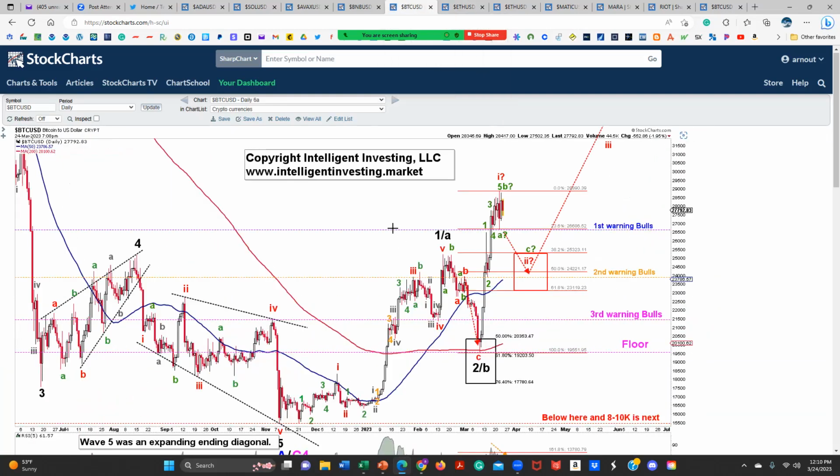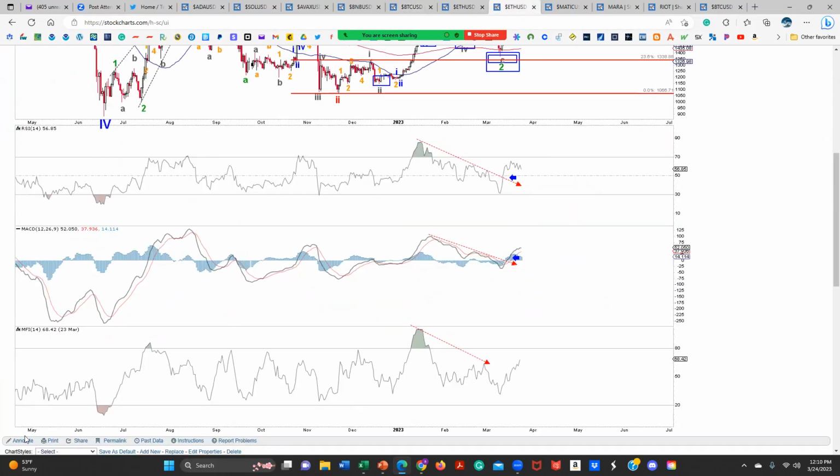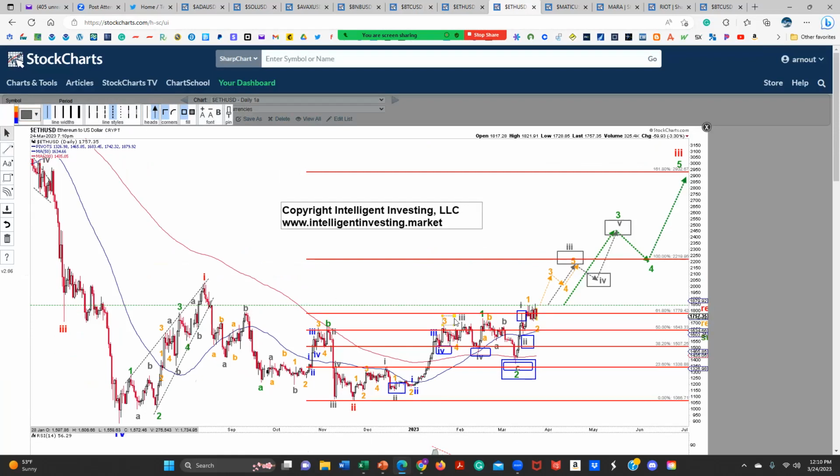Okay, very simple, very nice. I like it. Ethereum, again, if we break above 1850, that is pretty much 1845, 1850, somewhere around there. Oh, not 1950, 1850. If we break above it, I'm going to be looking for this impulse path to transpire.